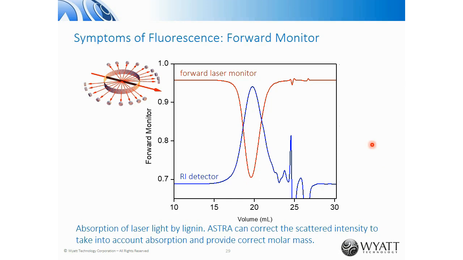Anyway, the decrease of the intensity recorded by the forward laser monitor does not necessarily mean that the sample is fluorescent. We can also have samples that absorb incident light and are not fluorescent. Anyway, without correction for the incident light absorption, we would get incorrect molar masses, and the absorption of the incident light by the sample is corrected by Astra software, and the correction allows the determination of the correct molar mass.